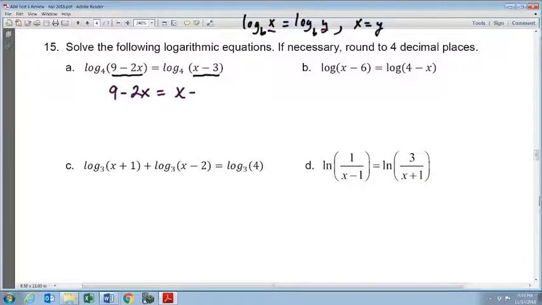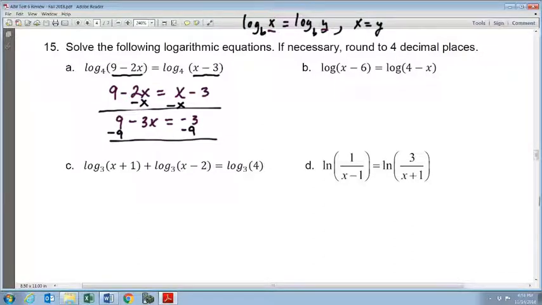So here 9 minus 2x is equal to x minus 3. We just need to get x on one side only here. We got 9 minus 3x equals negative 3. We need to subtract 9 on both sides. Negative 3x equals negative 12. And we're going to get 4.